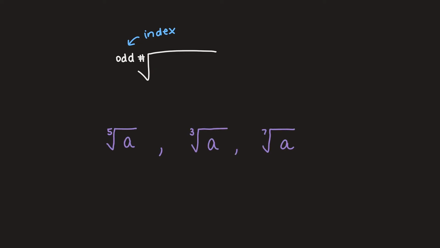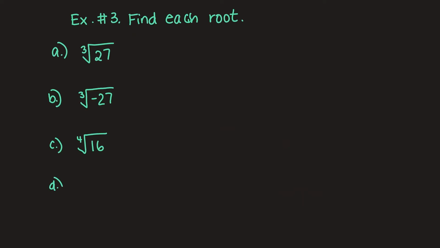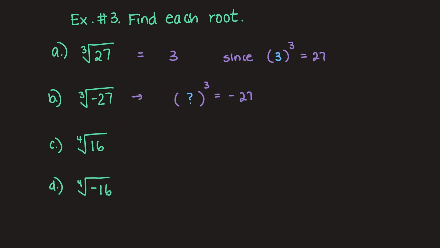Okay, so now let's talk about if the index is an odd number. If the index is an odd number, like the following, we can actually evaluate it even if the radicand is a negative number. So let's try a few examples. To find the cube root of 27, we are looking for a number cubed that will equal 27. And that number will be 3, therefore the cube root of 27 is 3. And to find the cube root of negative 27, we are looking for a number cubed that will equal negative 27.